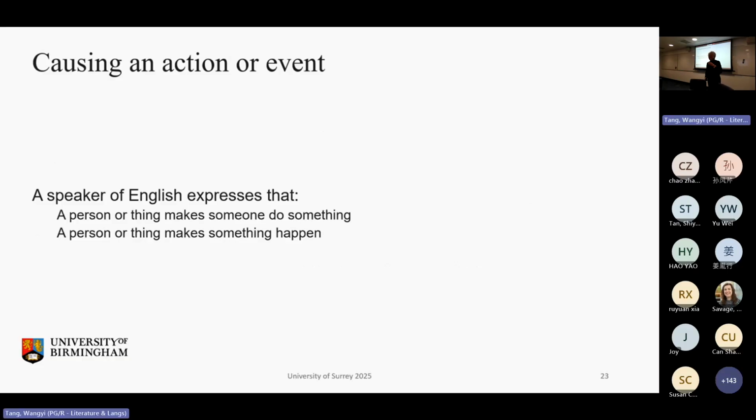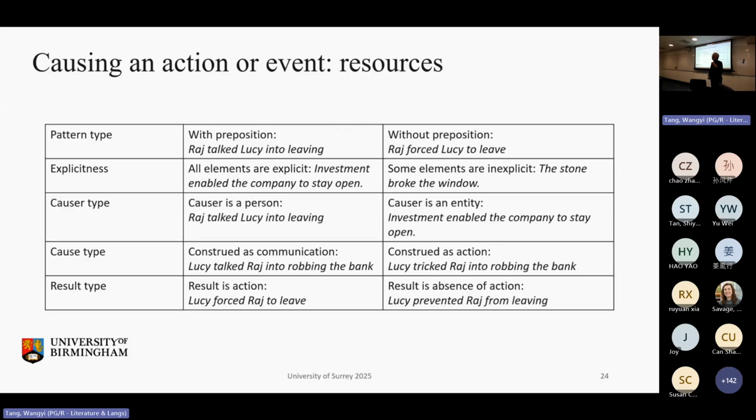So I thought, okay, one of the kinds of causation that's talked about is causing an action or event. A speaker may express that a person or thing makes someone do something, or a person or thing makes something happen. And there are different resources available to make those meanings. There are different pattern types. There are patterns with prepositions, for example, Raj talked Lucy into leaving. There are patterns without prepositions: Raj forced Lucy to leave. There is explicitness, where all elements are explicit, as in investment enabled the company to stay open, or some elements are inexplicit: the stone broke the window.